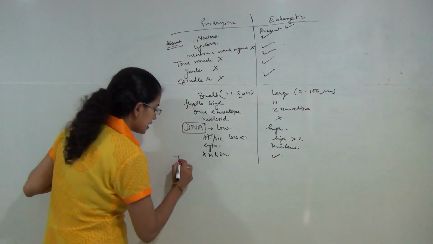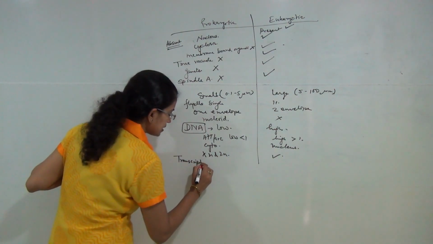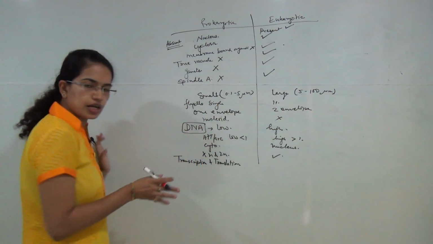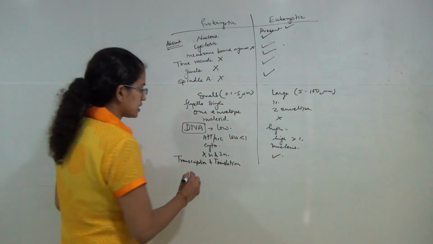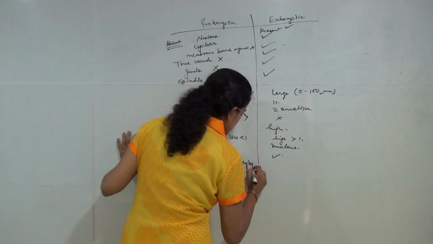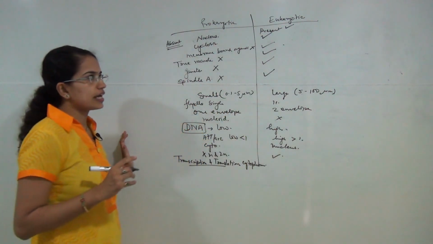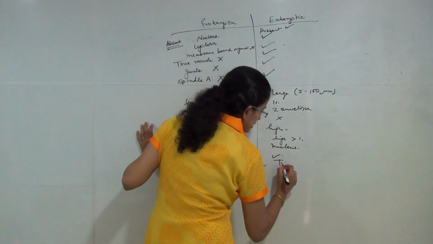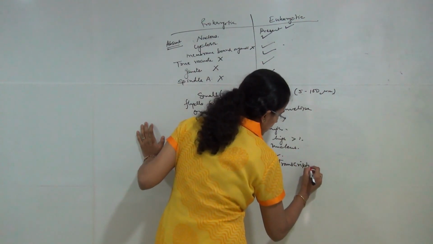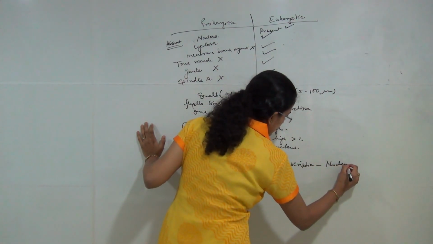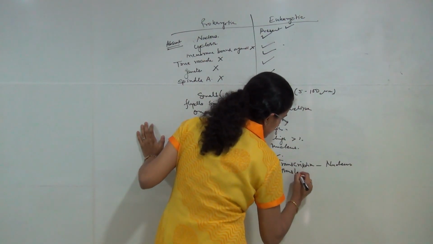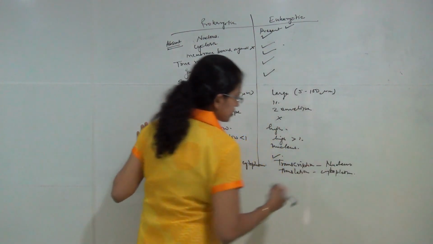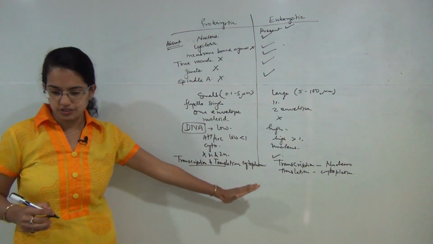Then you have the transcription and translation. So here both transcription and translation, we would study more about transcription and translation when we will talk about genetics. So here both the mechanisms are present in cytoplasm, but in the case of eukaryotic cells, you have transcription that occurs in nucleus and then you have translation that occurs in cytoplasm. So you have the different roles for both the transcription and the translation to take place.